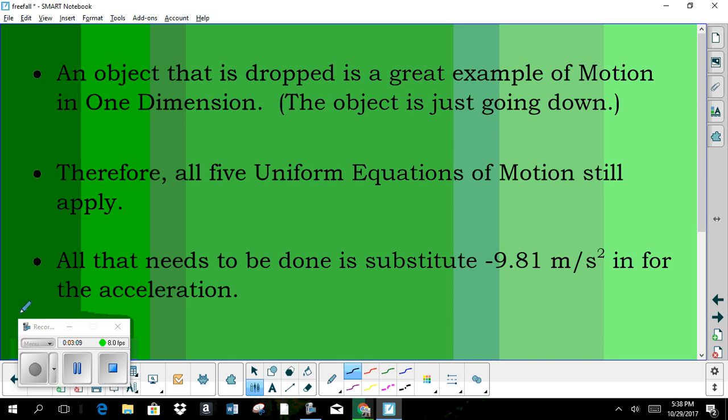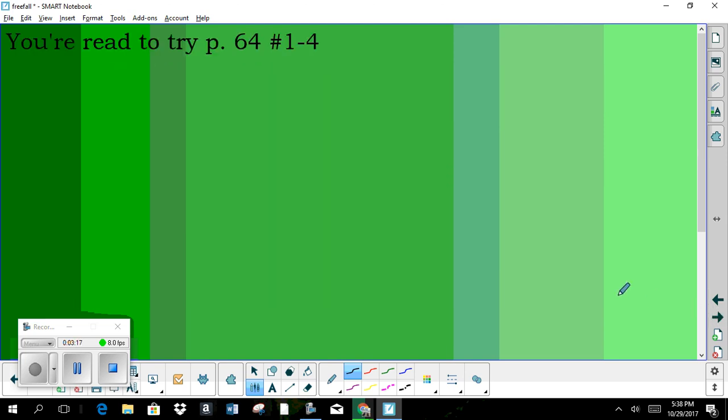So with all of this information and remembering the 5 uniform equations of motion, you should be able to try page 64, numbers 1 through 4, and we will go over these and stamp these off by the end of class on Wednesday.